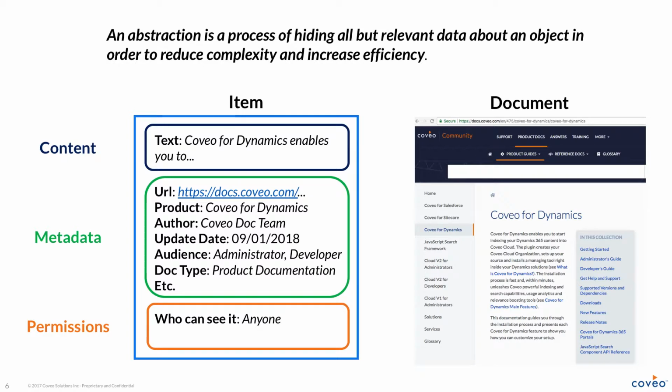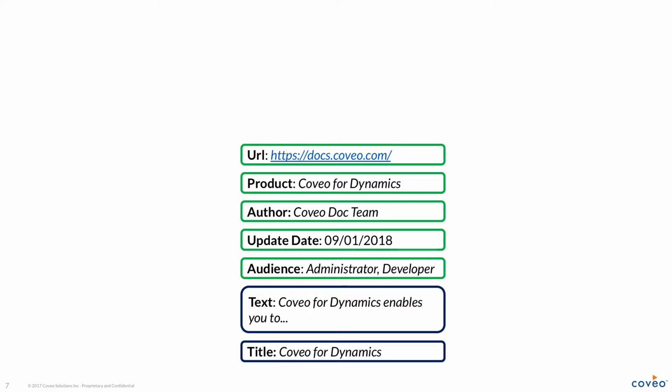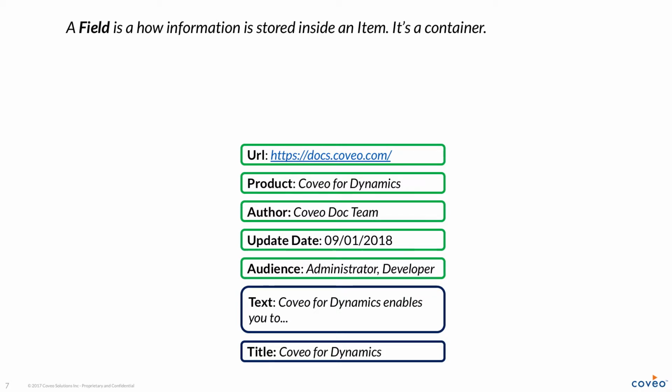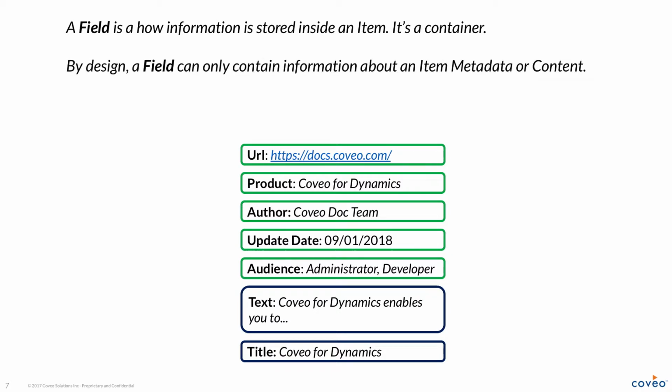The notion of an item is one of the most fundamental ideas behind the Coveo platform. A little bit later, we'll see how we can leverage this as end users to help us refine our research. But before we do, we must introduce one more fundamental concept: fields. Put simply, a field is how information is stored inside an item. It's a container. By design, a field can only contain information about an item, metadata, or its content. Indeed, permissions are never stored inside fields for security reasons.